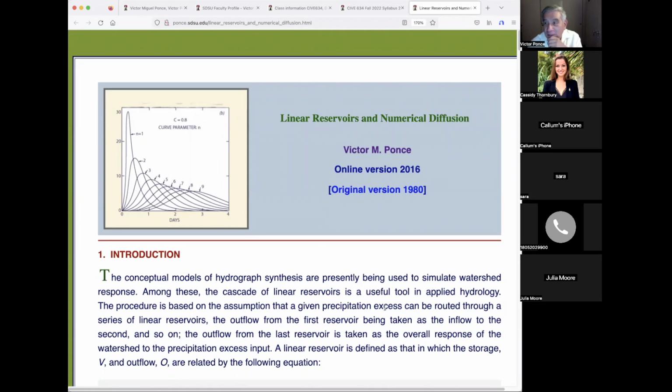And so then I was into Brazil. And of course, they didn't want anything to do with the Conch method. They were into the cascade of linear reservoirs. How had that happened, that the Brazilians were in the cascade? Well, that's an interesting story.